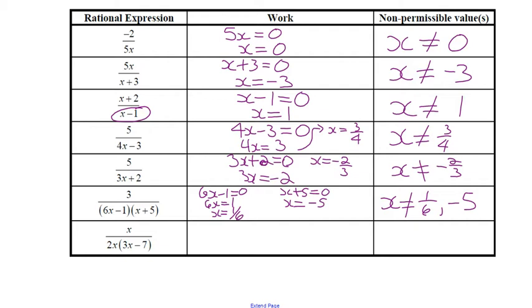We also have two values in this last one here, right? 2x cannot equal 0, which means that x cannot equal 0. We're solving the equation 2x equals 0, which says x equals 0. And we're solving the equation 3x minus 7. So any expression in the denominator that has an x in it has to be equated to 0, solved, and then you state your non-permissible values. So in this case, the values of x that will give me a 0 are 0 and 7/3. So we say x cannot equal 0 or 7/3.